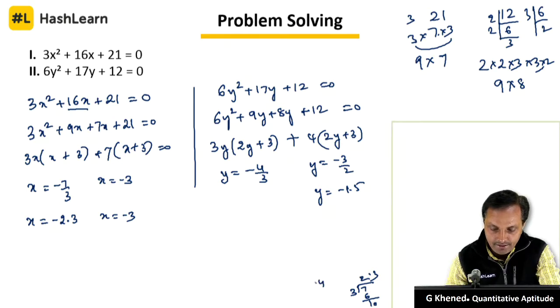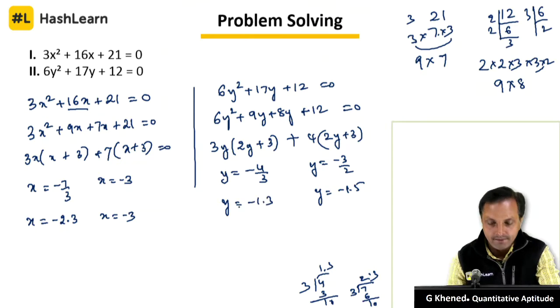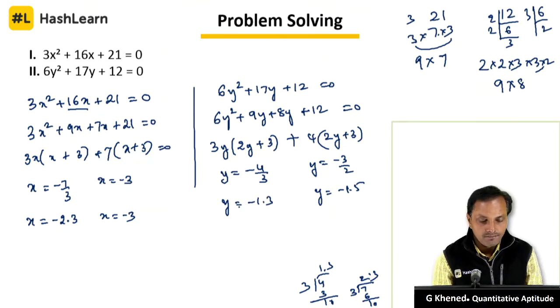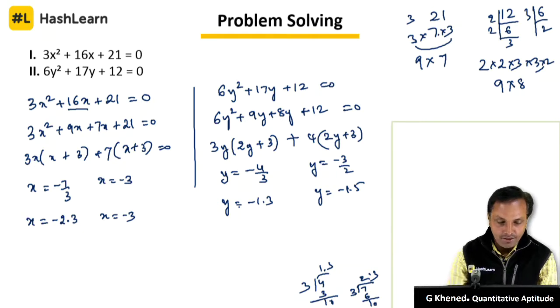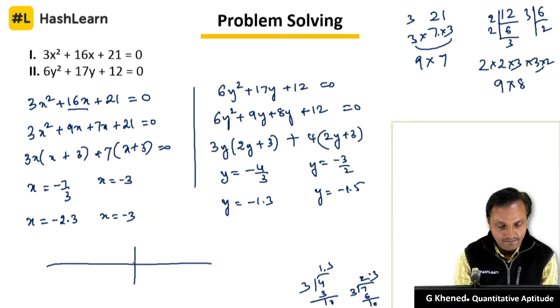And what is 4 by 3? 3 ones are 3. So minus 1.3. So what you can observe in this, if you draw them on the number line, see you know that minus 2.3 will be, this is 1, this is 2, this is 1, this is 2 and this is 3, means minus 2.3 will be somewhere here and minus 3 will be here.